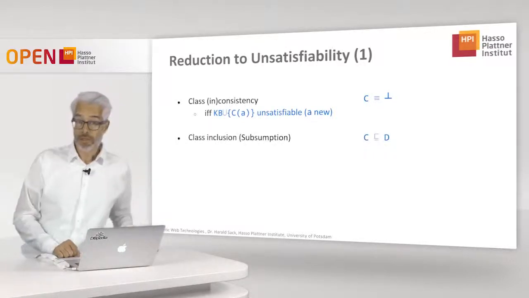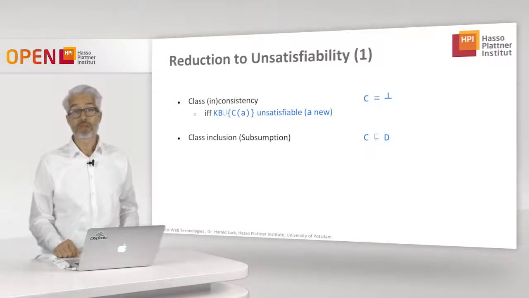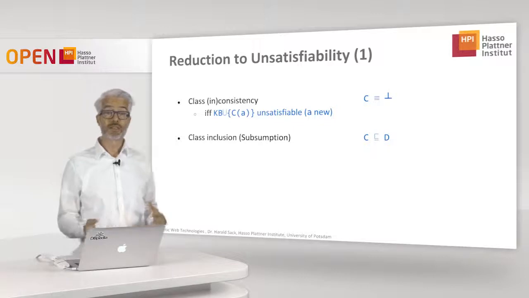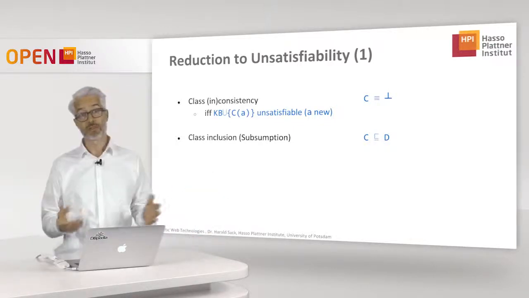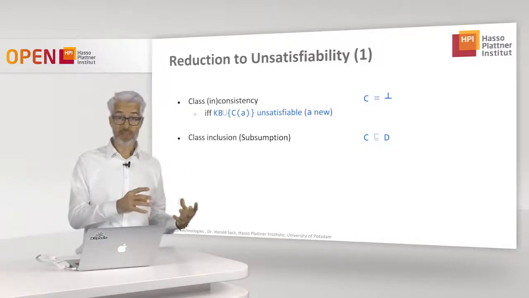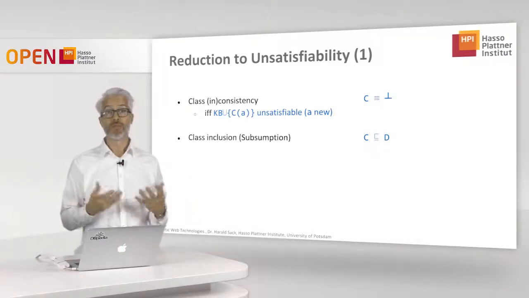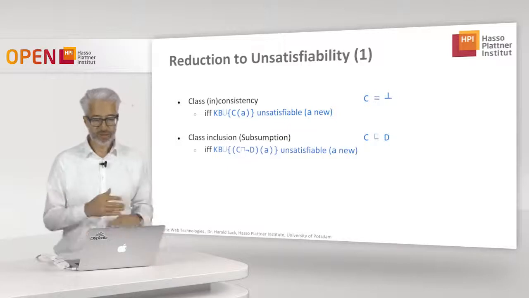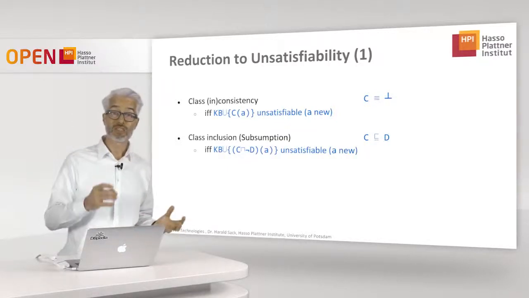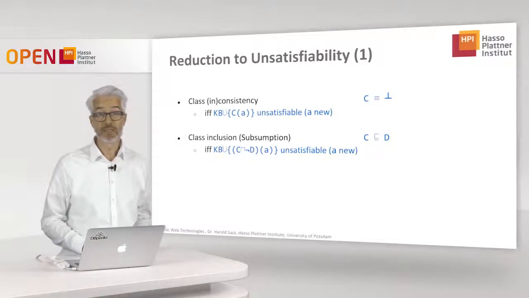It's a little bit more difficult for class inclusion or subsumption, because here, if we want to test whether one class is a subclass of the other, we have to combine our original knowledge base with the inverse problem. So, for example, here we have to turn it around. So we have to test that C is not a subclass of D, or C is not subsumed by D.